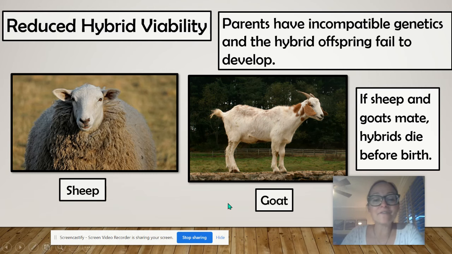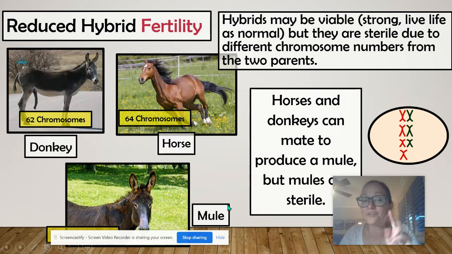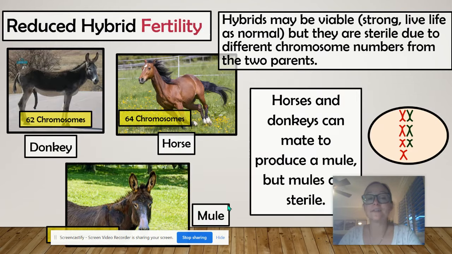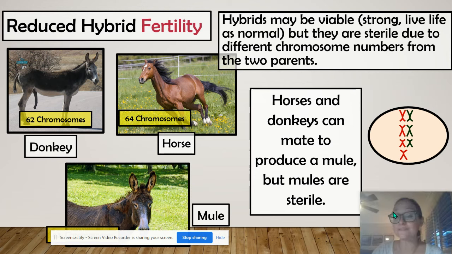And then we have reduced hybrid fertility. So look at the difference in the names. Viability means it doesn't survive. A viable offspring means it survives and it's healthy and it's strong and can live, versus here, with reduced hybrid fertility, the offspring is viable.